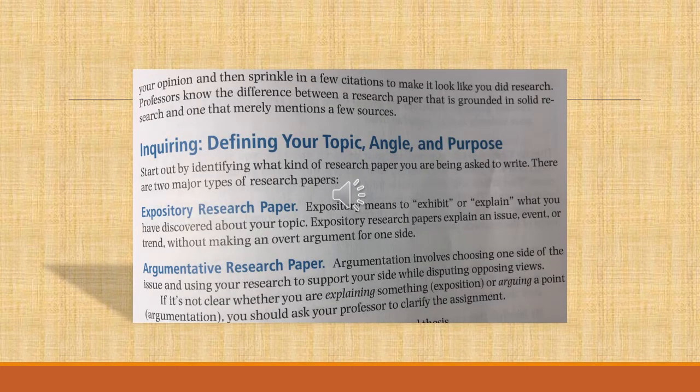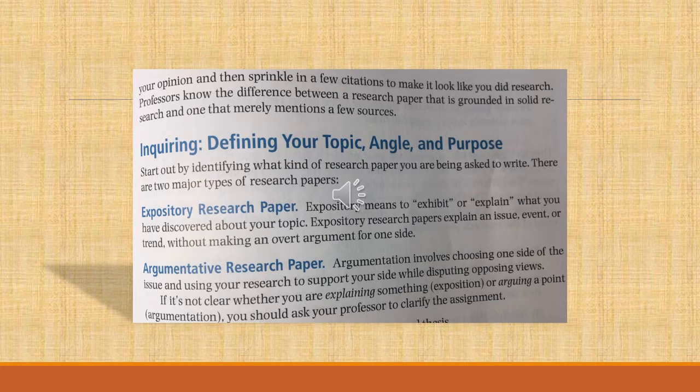Okay, this is sort of an overview, but inquiring, defining your topic, angle, and purpose. Start out by identifying what kind of research paper you're being asked to write. So there are two majors, as we just covered, types of research papers: expository research. It means to exhibit or explain what you have discovered about your topic. We're going to do that. I think it's going to be a hybrid mixture of these research papers. I think it's important for it to be a hybrid between these two.